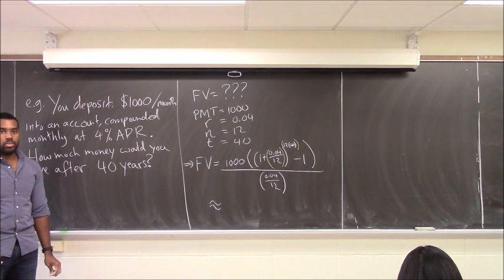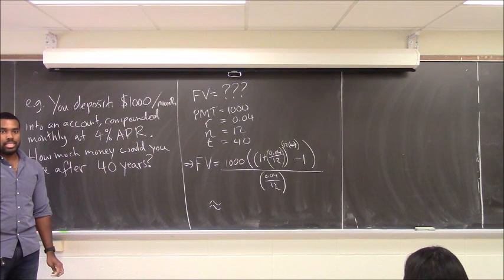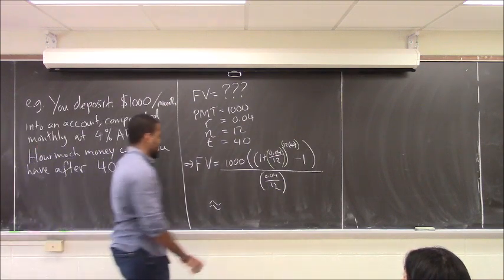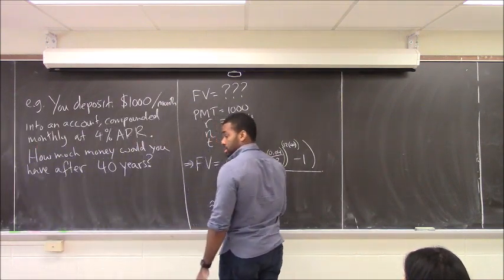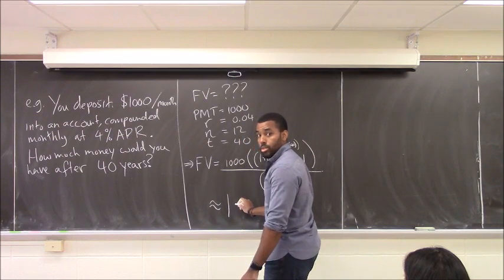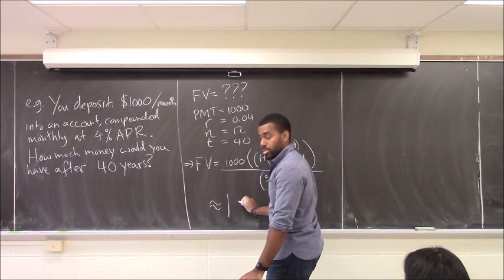Did you get a number? Yeah. What did you get? 1 million. 1 million. Yeah, what are we rounding? 1 million.